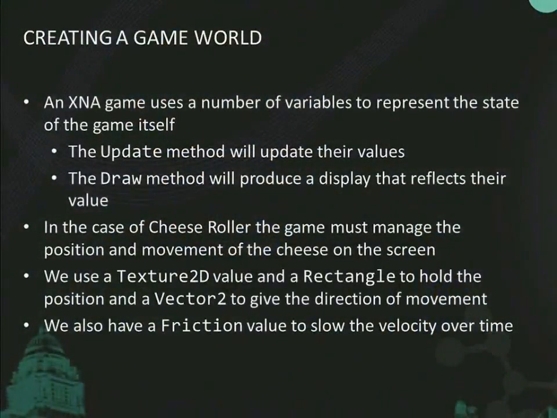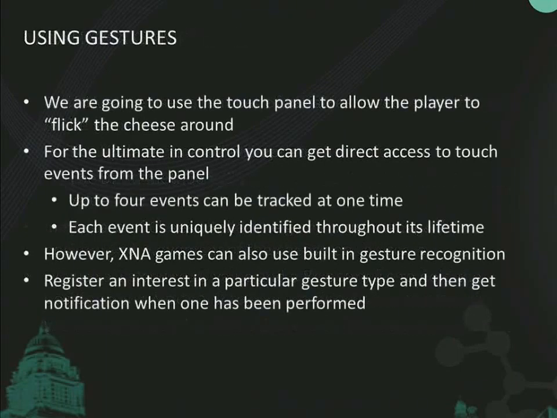So what I have is a draw method, which draws the cheese where it happens to be, and an update method which has a very, very simple physics model, which takes the velocity of the cheese and adds it to the current position to make it move. I've also got a friction variable that lets things slow down a little bit. And having got this, and I'll show you the code in a second, I'm then going to start using the touch screen to fire things around.